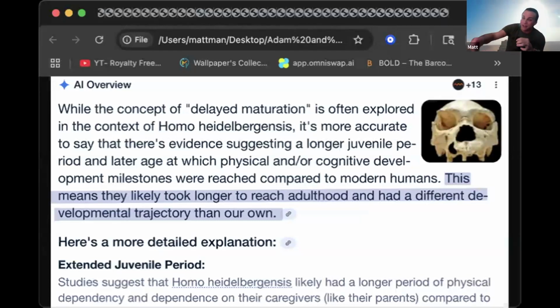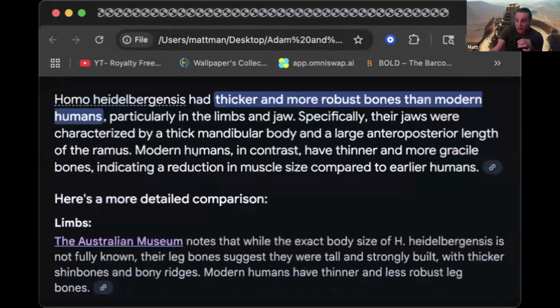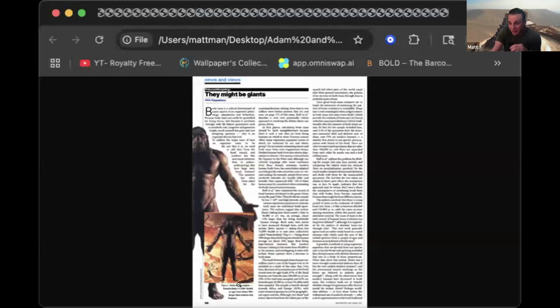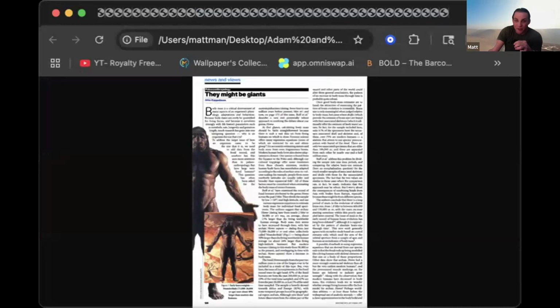So people in the past, our supposed ancestors that were supposedly only living 25 to 30 years, actually had evidence that they lived much longer. Here's a Neanderthal skeleton that is generally more robust, so they have thicker bones. Another prediction that he made: Heidelbergensis, yes, thicker and more robust bones. Homo erectus, much thicker than modern human beings. These were early people right off the ark, and they lived longer. Here's one of the published studies, and at the very bottom in the fine print, you can see that they were 30% larger than modern humans today.